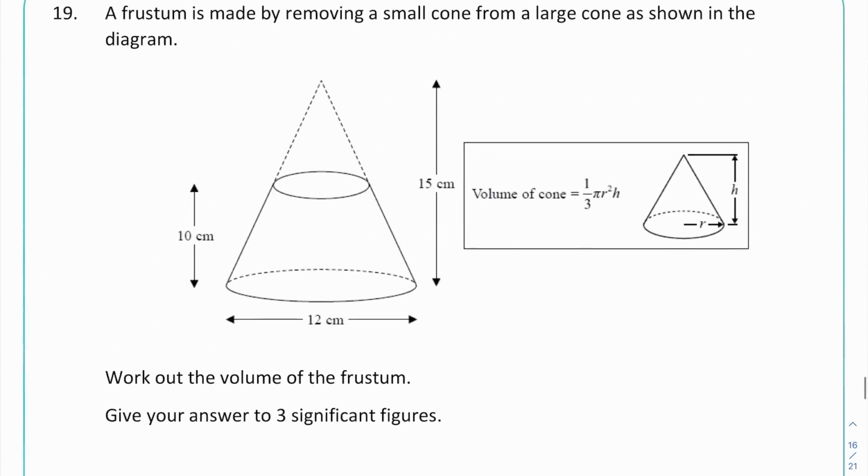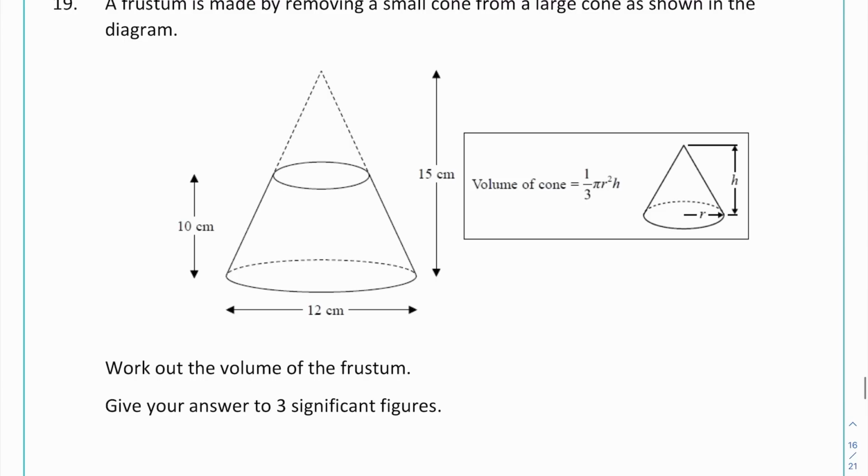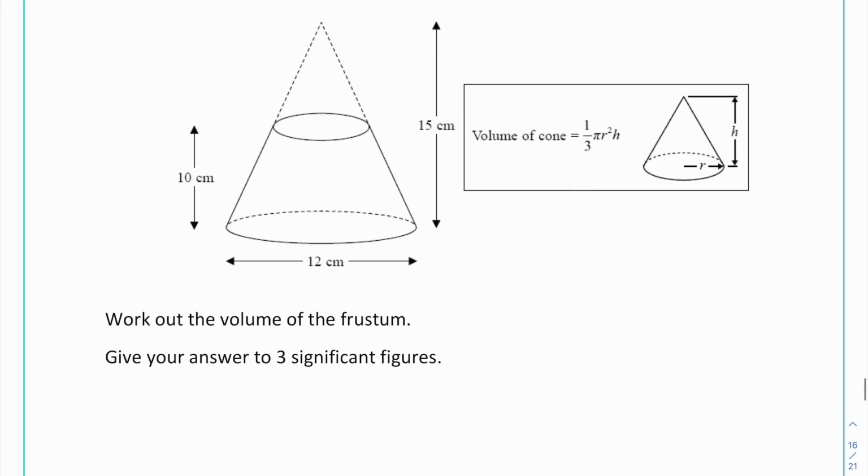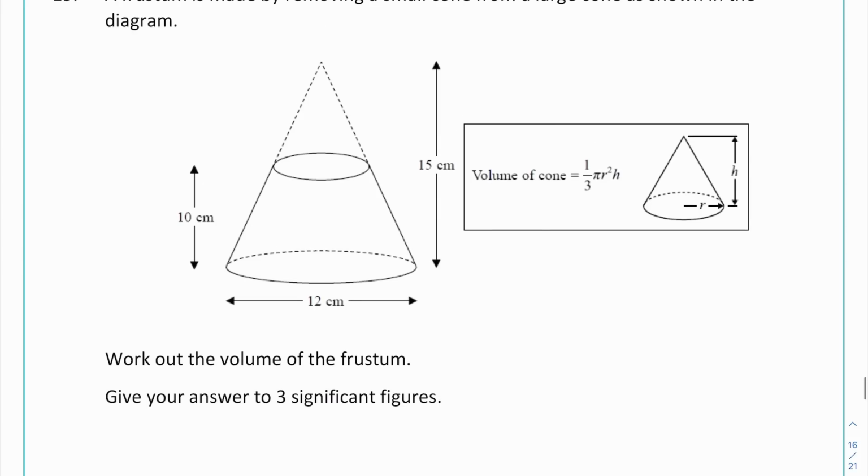On to question 19. Here we have a frustum. It's made by removing a small cone from a large cone as shown in the diagram. Work out the volume of the frustum and give your answer to 3 significant figures. So when it comes to a frustum, you have to look at the scale factor between the cones. So the large cone originally had a height of 15. The little cone sitting on the top, as there's a length of 10 just here, the little cone would have a height of 5. That means that the small cone is 1/3 of the size of the large cone.